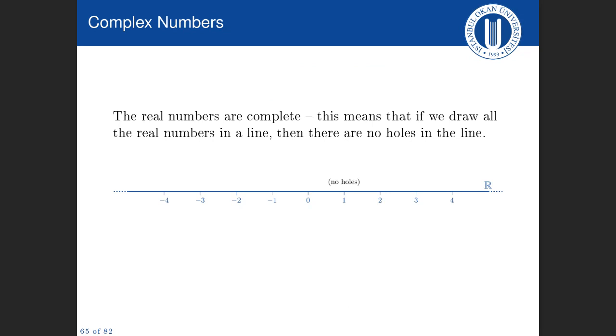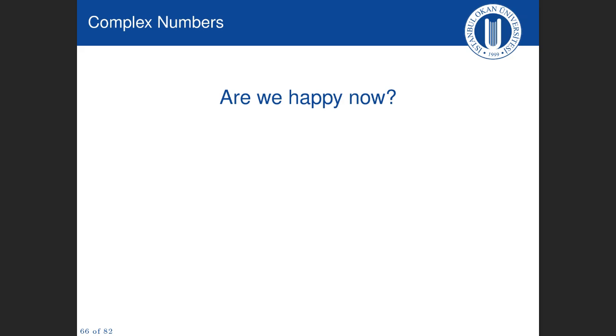The real numbers are complete. That means if we draw all of the real numbers in a line, then there would be no holes in the line. So are we happy now? Do we have enough numbers to be able to do mathematics? We have enough numbers to be able to do calculus.